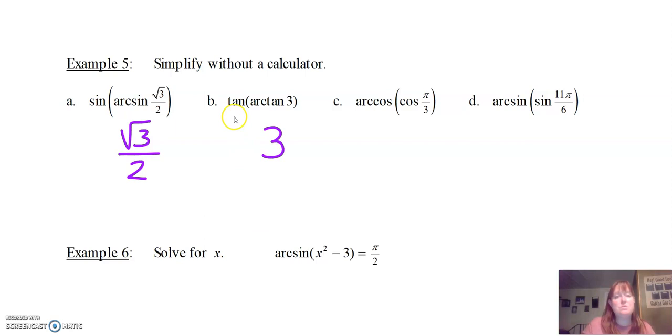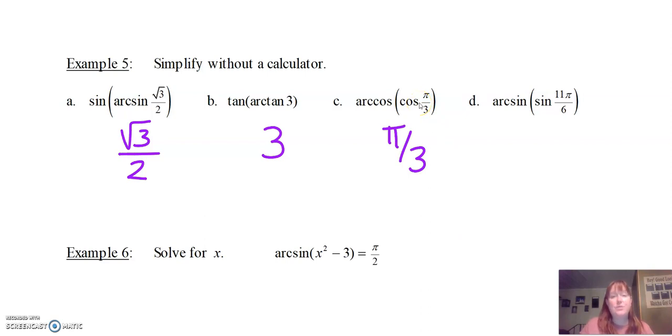So with these ones, when the arc inverse is inside, you can usually just cancel them out if it's something you can put into the domain. These ones are where it gets a little tricky. Okay, so what is the cosine of pi over 3? If you think about your unit circle, cosine of pi over 3 would be 1/2. So this is 1/2. And what's the arc cosine of 1/2? Well, in this case, it is pi over 3, so we're good.